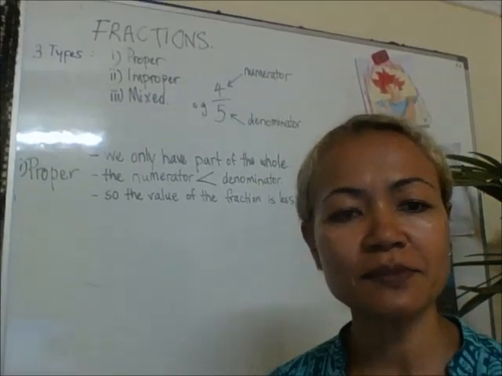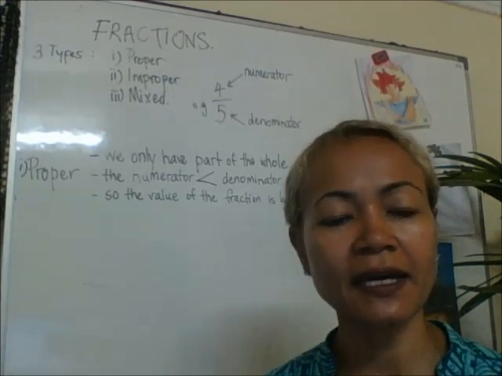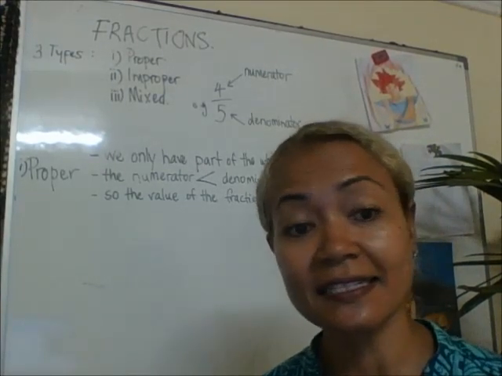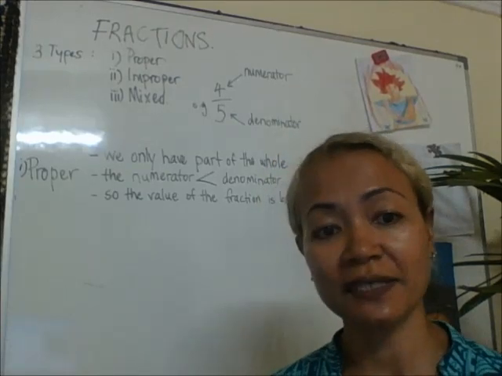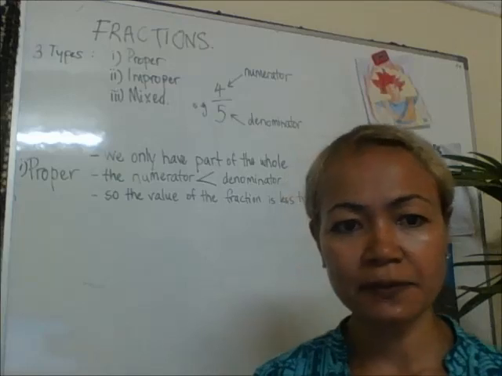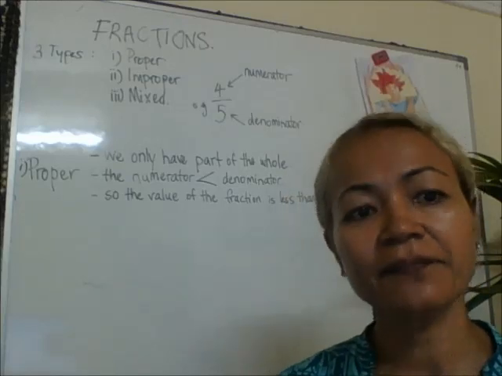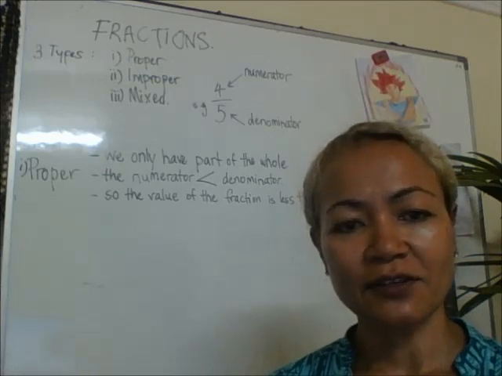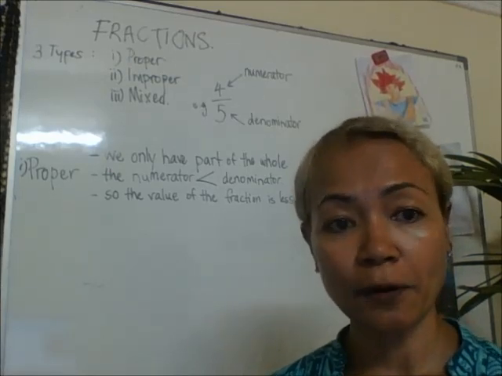Okay, there are 3 types of fractions. If you look up there, first one is proper, second is improper, and the third one is mixed. So we'll go one by one, just a short explanation on each type, and then we'll do examples of each type, right? Okay, so the first one we're doing is proper fraction.